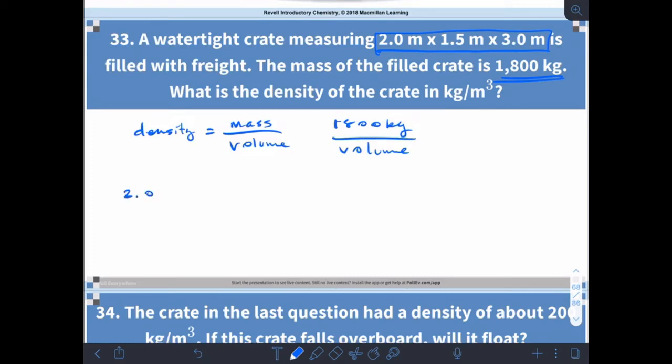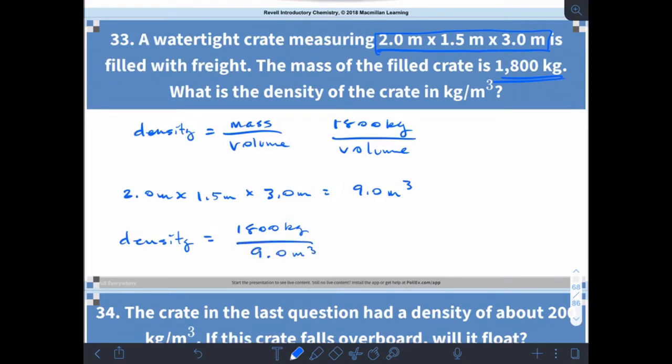So 2 meters times 1.5 meters times 3 meters gives us a volume of 9 cubic meters. So density equals 1,800 kilograms divided by 9 cubic meters. When we do that bit of math, we get 200 kilograms per cubic meter.